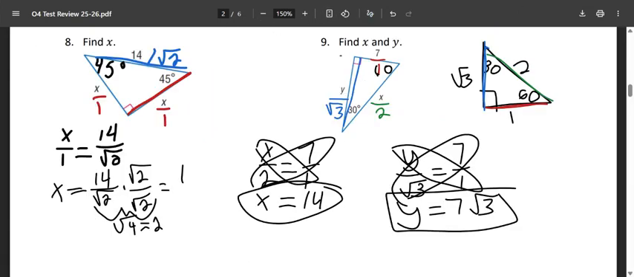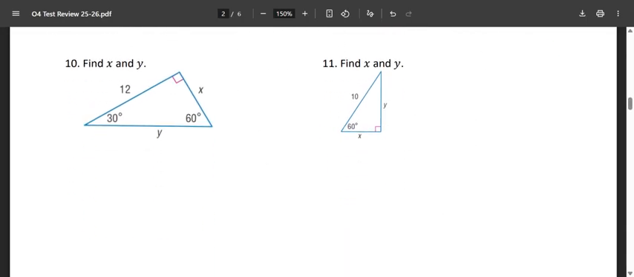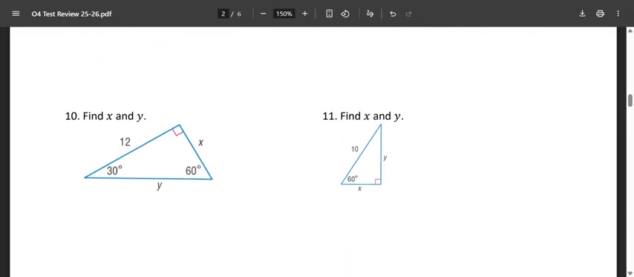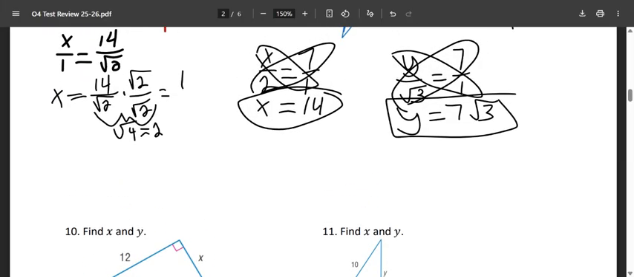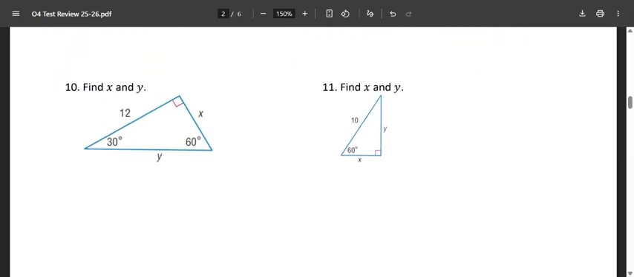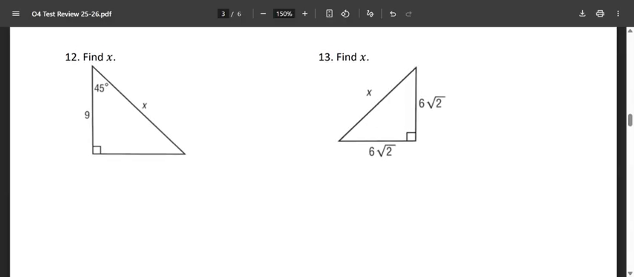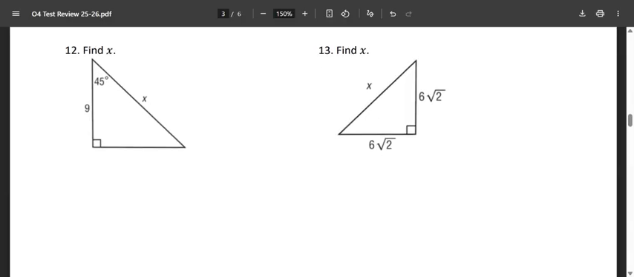Alrighty, let's keep going. Use what you learned from these two to go ahead and solve 10 and 11. And then number 13 is kind of funky. This one, because the two sides are the same, it is going to be a 45, 45, 90 triangle.